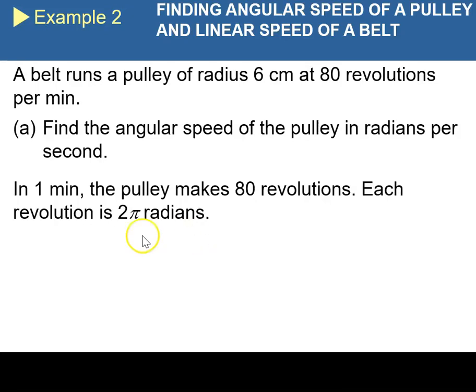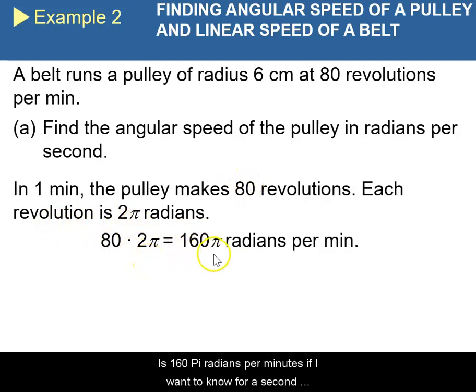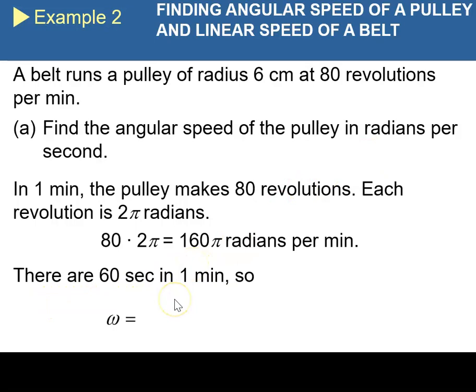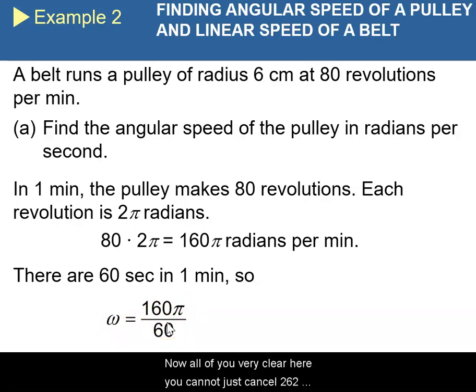Each revolution is 2 pi radians, so 80 times 2 pi is 160 pi radians per minute. If I want to know per second, then I need to divide this by 60 because there are 60 seconds in a minute. So my omega value, my angular speed, is 160 pi over 60. Now I want to be very clear here, you cannot just cancel the two 60s. It does not work that way.